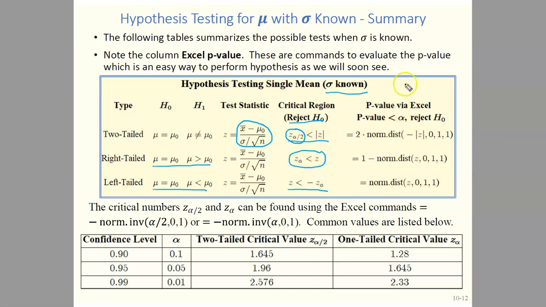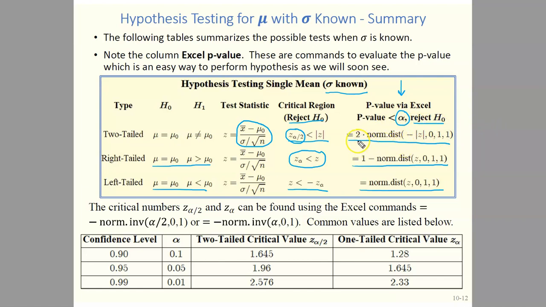Now over here in this column we have what's called the p-value. We haven't talked about that yet, but we will after we do an example. This is a very quick way to determine if you should reject or fail to reject the null hypothesis. So each of these Excel commands will evaluate what's called the p-value for your hypothesis test. And all you have to do is compare the p-value to your significance level alpha. If the p-value is less than alpha, you reject H0. It's as simple as that.